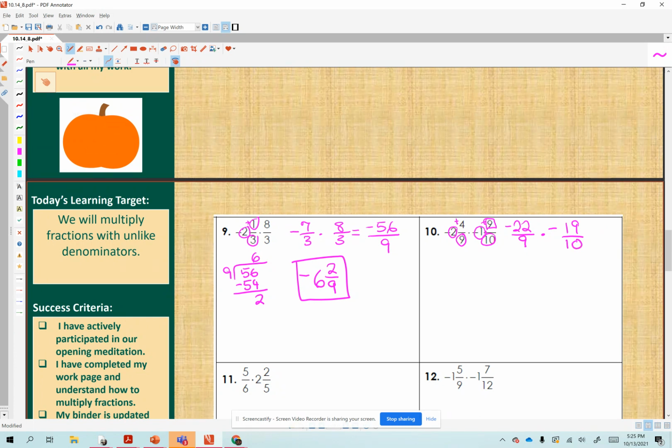So 19 is a prime number. I cannot divide it by anything, but I notice that 22 and 10 are both divisible by 2, which I will do now. 10 divided by 2 is 5. 22 divided by 2 is 11. And don't forget, we have a negative sign. So we will now multiply straight across.